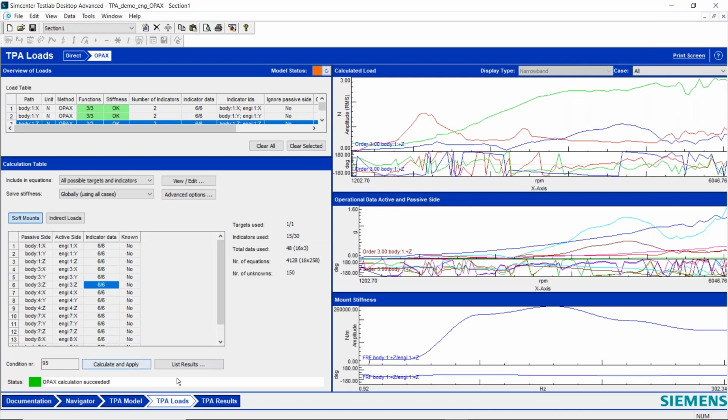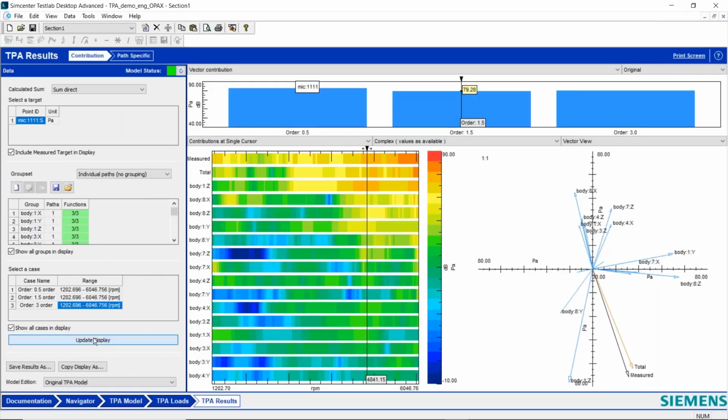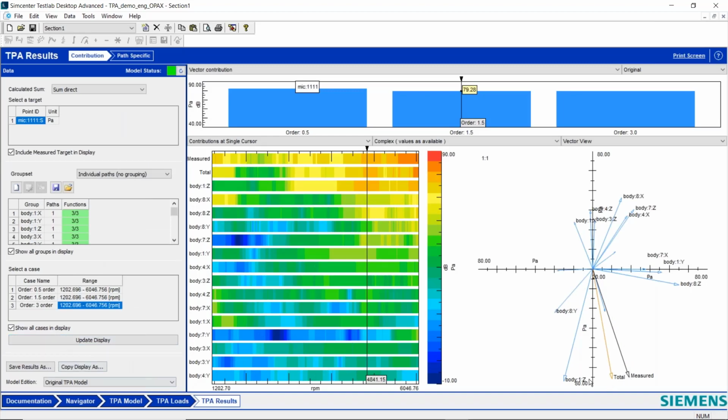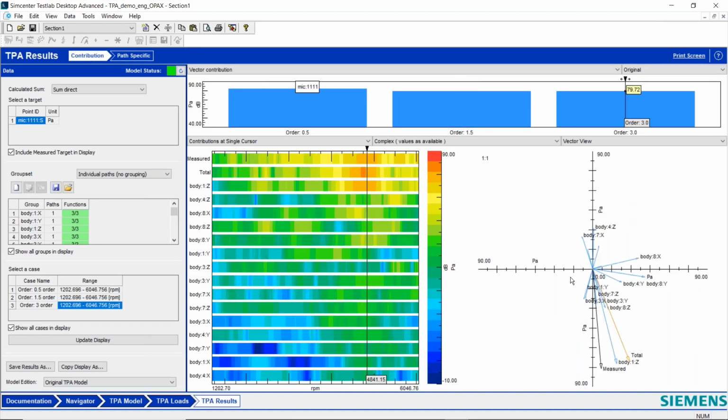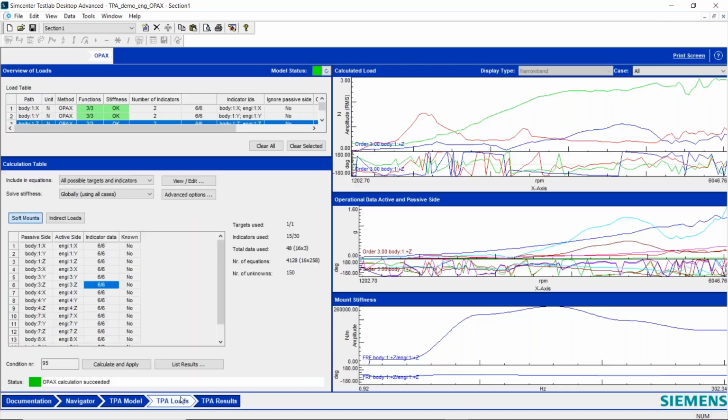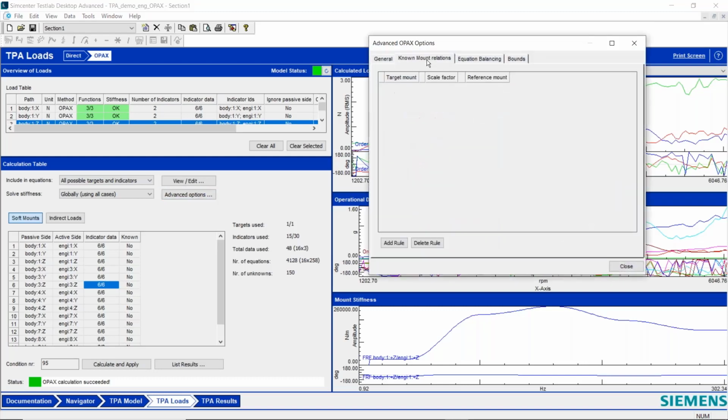Okay, so that's below 100. And then I can look at these results. Okay, so total's changing a little bit, but amplitude and phase is still fairly reasonable. I look at third order. Other things we can do is known mount relations. So let's say if I add rules, maybe it's nice to assume that the radial stiffness in each of my mounts is the same. So I can say, we do 4x. Oh, it's defined lower, I see, that's why.